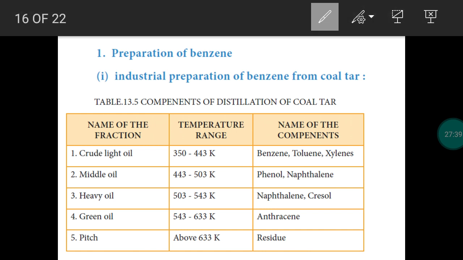First one, industrial preparation. On a large scale, benzene and the derivatives of benzene can be obtained by fractional distillation of coal tar. Coal tar is a liquid which is obtained from coal and petroleum. By doing fractional distillation of coal tar at low temperatures, around 350 to 443 Kelvin, benzene and derivatives like toluene and xylene will be evaporated.